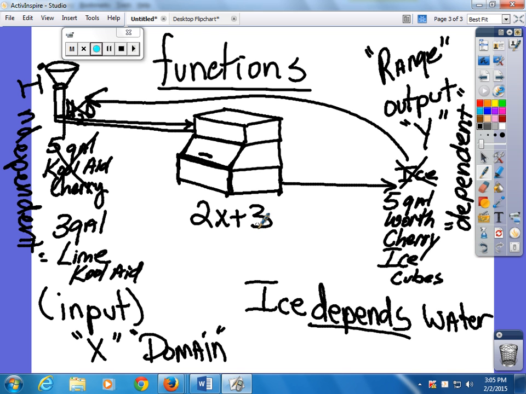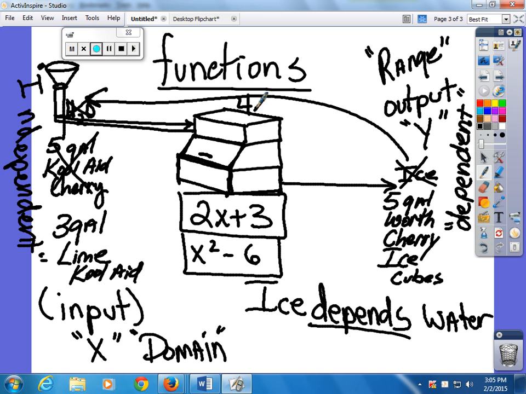2x plus 3. That's an example of a function. X squared minus 6. That is a function. 4x. That is a function. Then your x values, or whatever you can use in that. Your y values is whatever is dependent upon that. Now you can plug in several things here. That's a nice machine.